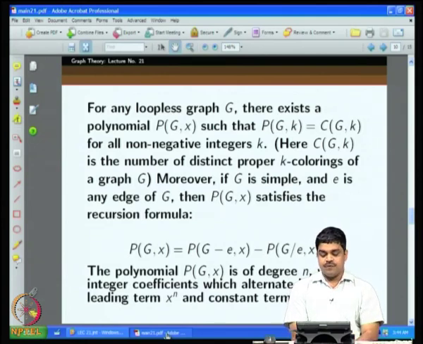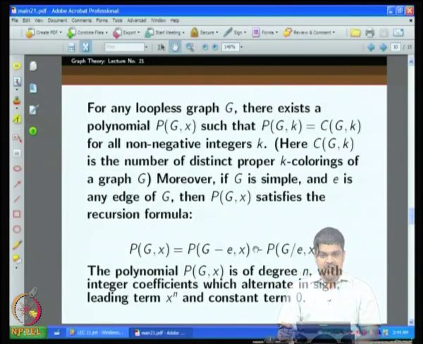So, moreover, if G is simple and e is any edge of G, then P(G, x) satisfies the recursion formula P(G, x) equals P(G minus e, x) minus P(G contracted e, x). So this is the polynomial of G minus e minus the polynomial of G contracted e. You should understand that this corresponds to the recursion formula we just showed for c(G, k).